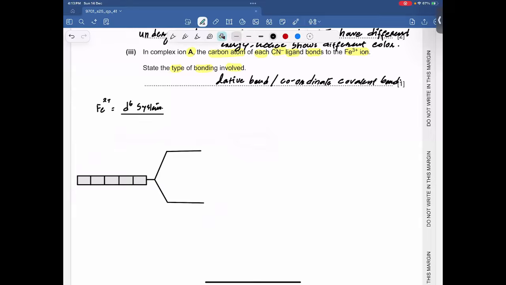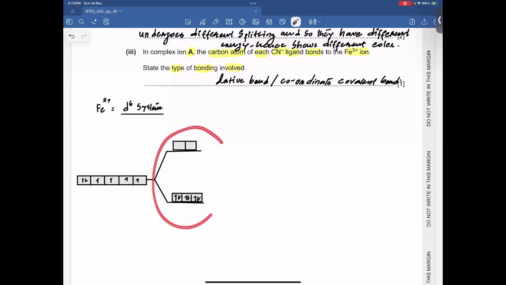Okay. Now we have 6 electrons: 1, 2, 3, 4, 5, 6. Distribute these electrons among t2g and eg. So it's basically 1, 2, 3, 4, 5, and 6. So there is a different arrangement of electrons.